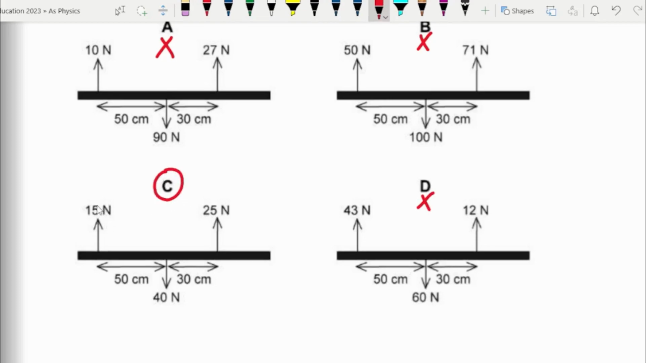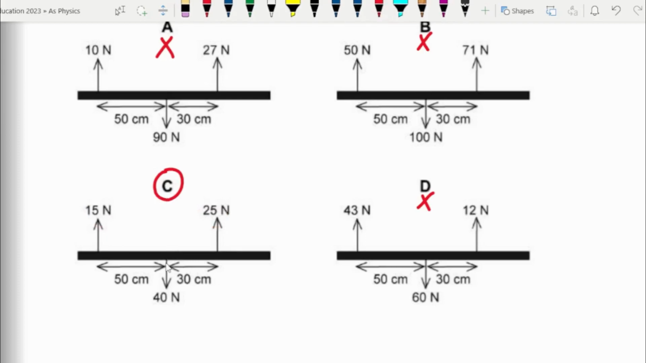And that makes sense also, because the total upward force is 15 plus 25. The total upward force would be 40 Newton, and the total force downward is also 40 newtons. So they'll cancel out each other. Resultant force would be 0.